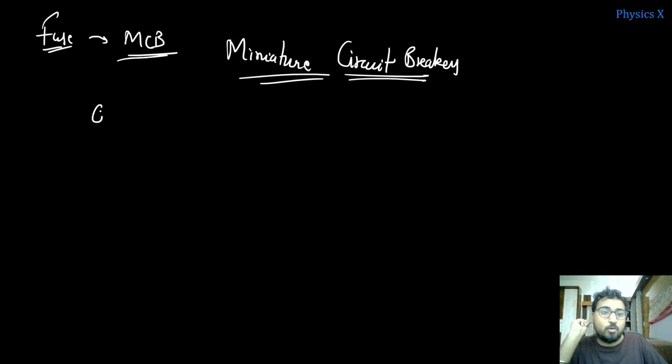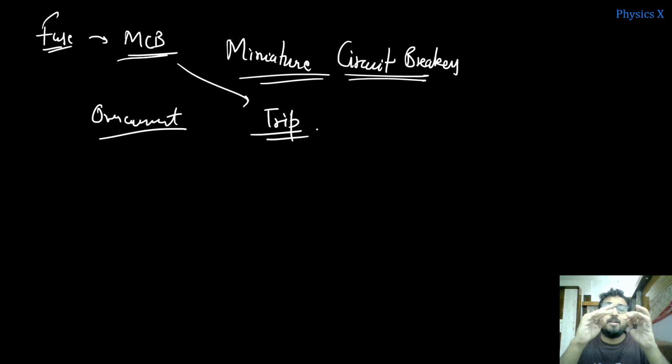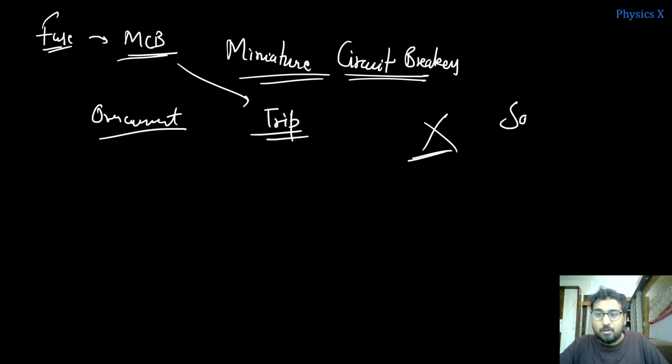Whenever there is overcurrent, the MCB will trip. That means if there is suddenly an overcurrent, there is a spring mechanism that will automatically open the switch and it will trip. Trip means the circuit becomes open, no current will flow and your device will be safe. So this is how MCB is used today in place of a fuse. This is how you can understand how a fuse works and what Joule's law of heating is.